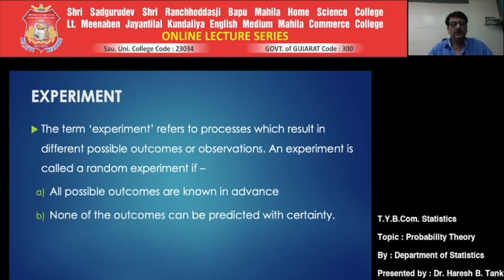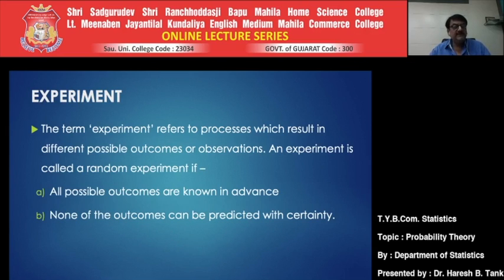Again, we are focusing on the word experiment. The experiment refers to the process which results in different possible outcomes or observations. An experiment is called a random experiment if it follows the following two properties. The first property is that all the possible outcomes are known in advance. And the second one, none of the outcomes can be predicted with certainty.